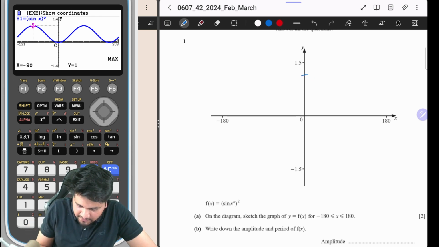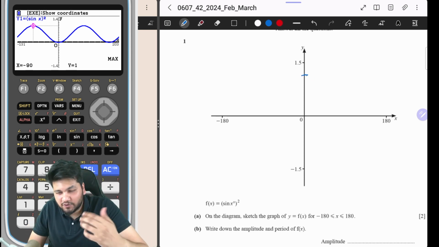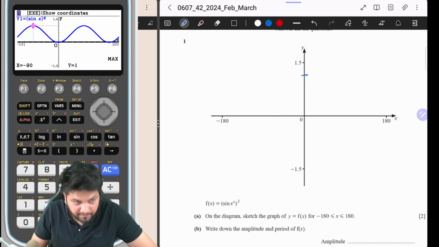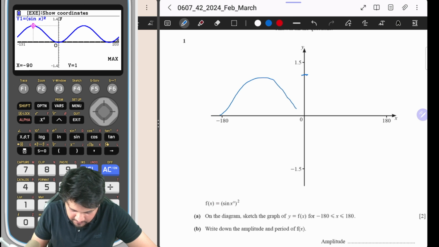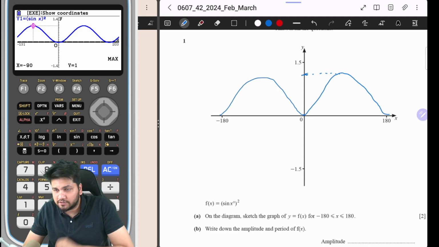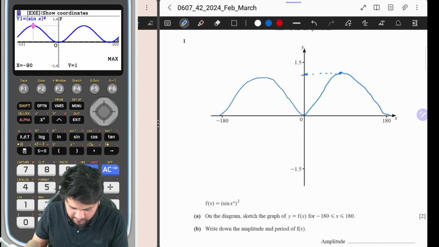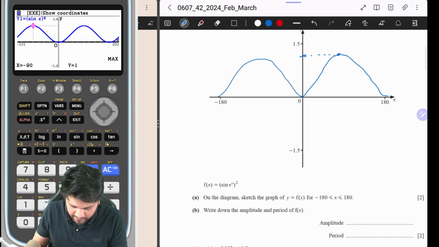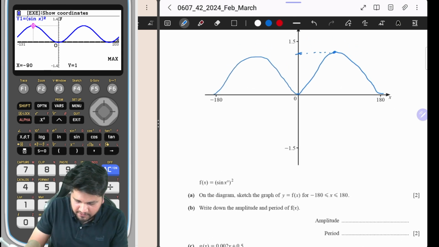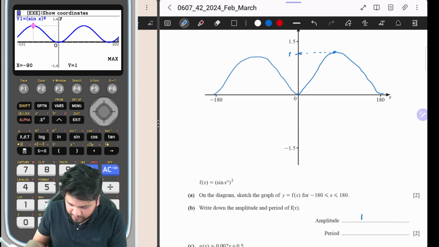So maybe 1 will be here, and obviously it makes sense that it is square, so it's going to be positive all the time. So I'll just copy it. It's going to be like this and it's going to be like this. Obviously you can draw a better one. So this is what sin x in degrees, squared, will look like. So obviously the amplitude, as you can see, is 1.